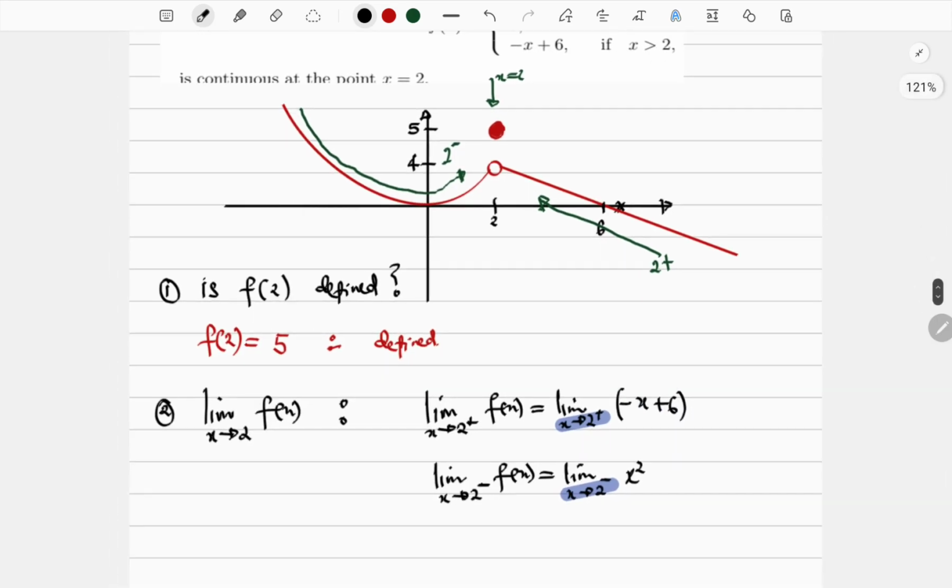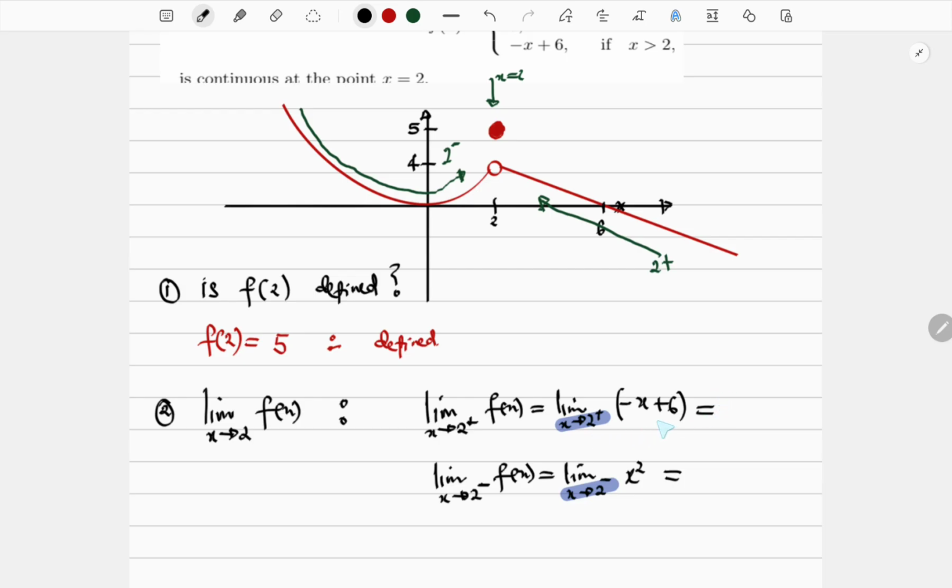Right? Then this one, we are just substituting 2. So whether we are approaching 2 from the negative or 2 from the positive, this is just making us point to the function which f of x will be assuming in that range.